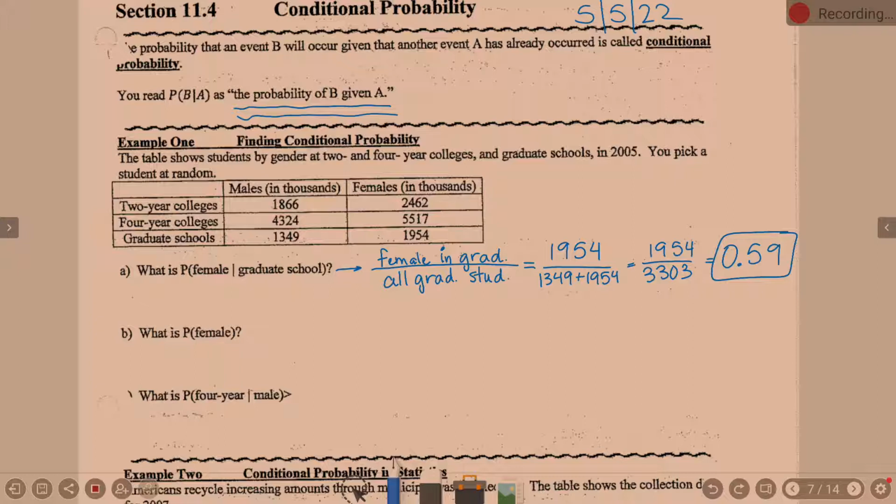Okay, let's try B. B doesn't look like conditional probability. It's just probability. Probability of a female. So if we're going to do probability of a female, and they don't give us any condition there, how are we setting this up? Yeah, we're going to have females over all students. It doesn't give us a condition, so we're just going to take all females over all students.